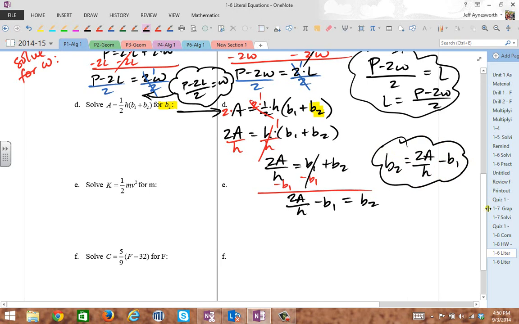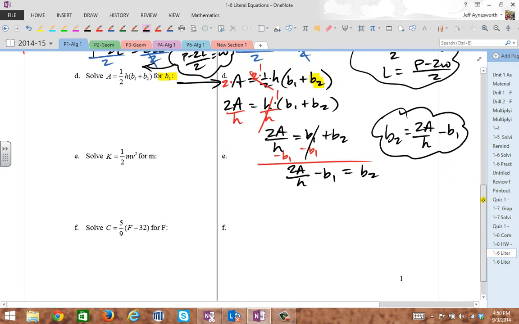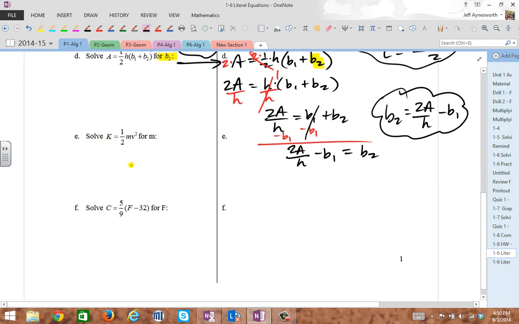All right, and now what do we have? Well, let's see here. Let's take a look at this one right here. K equals 1/2 mv squared. This one comes from physics. K stands for kinetic energy, M stands for mass, and V, well, guess what? That's velocity. So you guys probably saw this too in your science classes. So when you're working with K equals 1/2 mv squared, and you want to solve for M here, the mass, oh, that one right there.